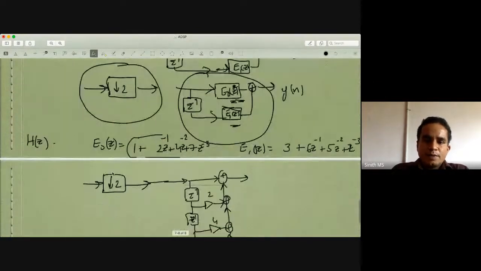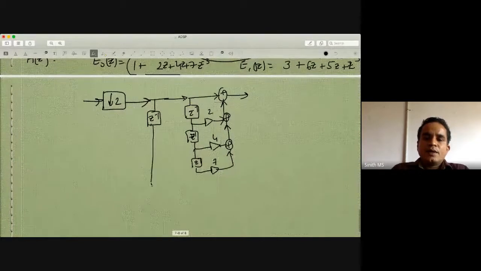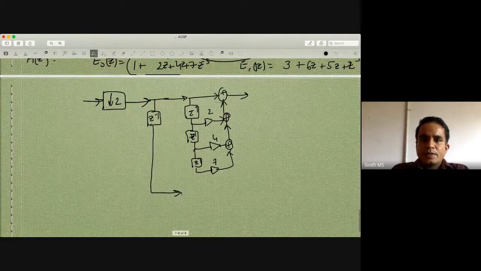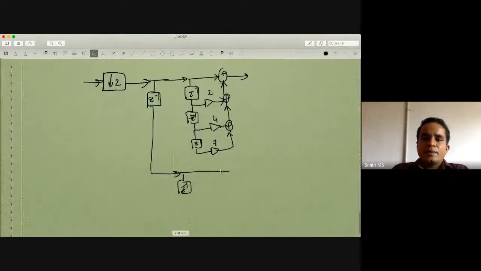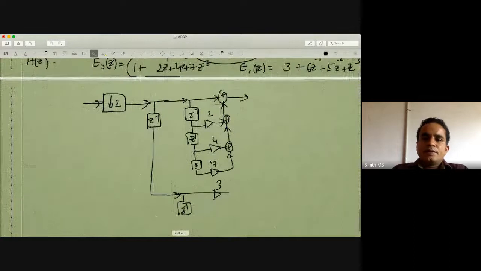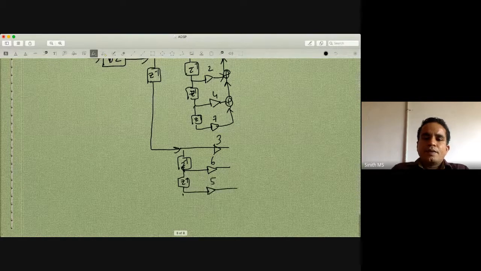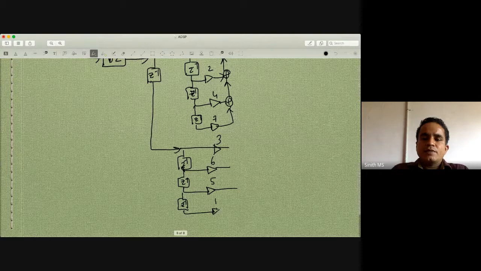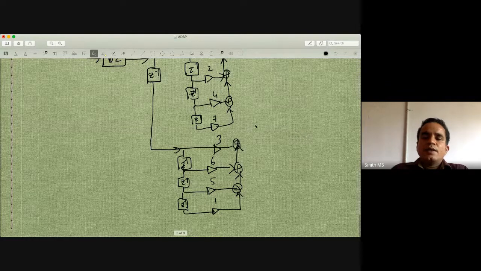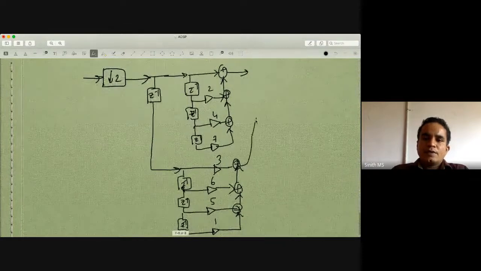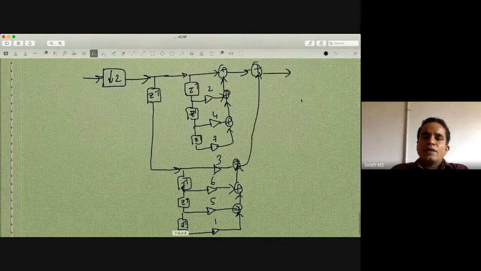Then here you have a delay. Then you take E1(z). I'm taking a longer route here. E1(z) is basically this: you pass it as such, you take a delayed version, here you have a multiplication factor of 3, then 6, 5, and so on. Now, all these things you add together and add with this signal that is coming here. So finally you get Y(z).